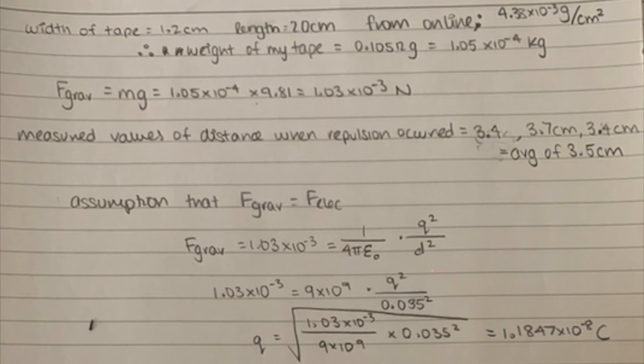My measured value of when repulsion happened was at 3.5 centimeters. I then had to make the assumption that at this point the gravitational force was equivalent to the electric force. I was then able to equate the value I got for the gravitational force to the electric force equation. From this equation, the values that I do know are the separation distance, which is 0.035 meters, and the constant, which is 9e9. I was then able to calculate the charge from these values, and I got 1.2 times 10 to the negative 8 coulombs.